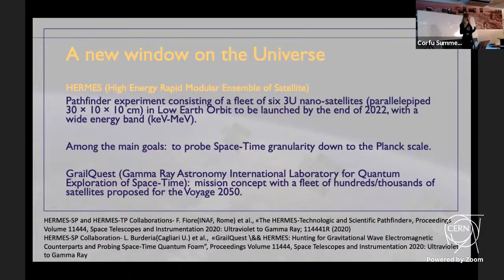reduced capability to measure energy, but the idea is that having hundreds and thousands of them, we can achieve better results. So, yes, and it will be in low Earth orbit, so the 300.